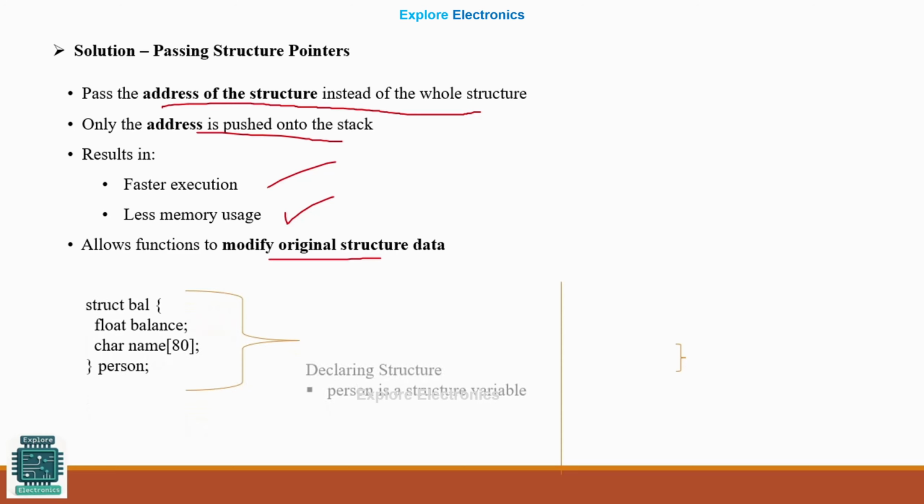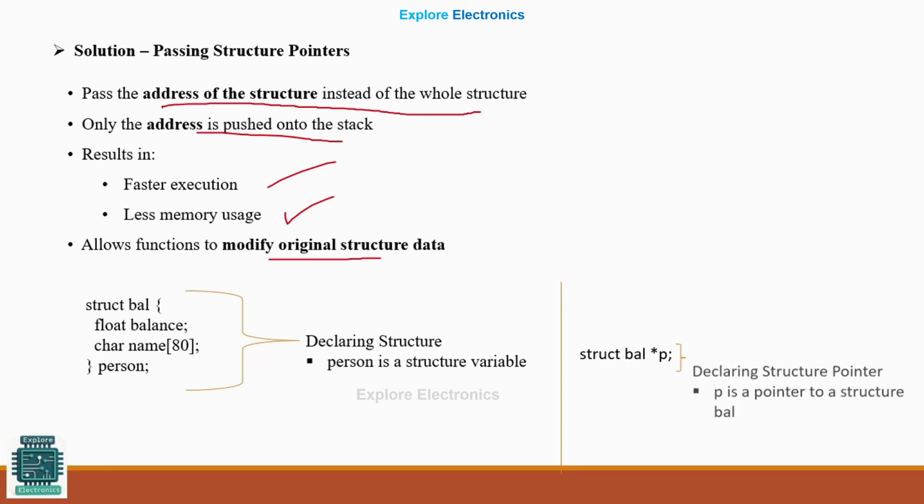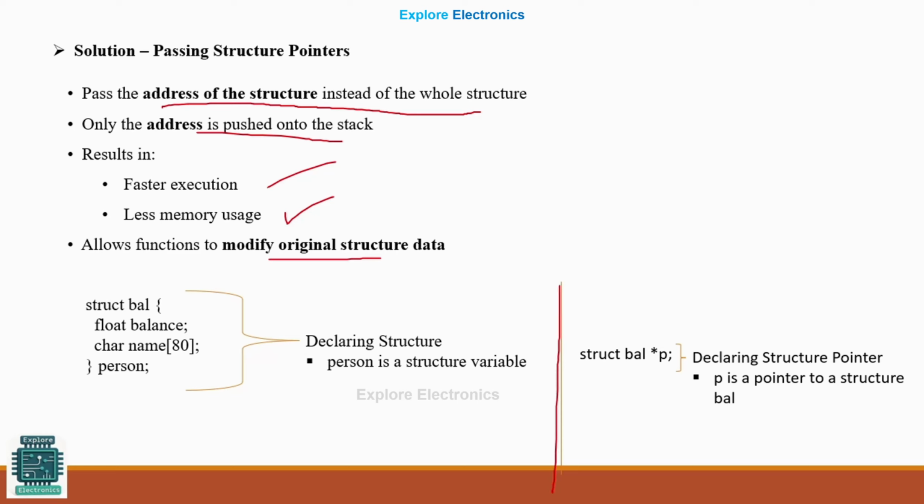Now here is an example, that is declaring a structure. It shows how to declare a structure and a structure pointer. I have included lines in a different way so that you will understand in a much better way. This is declaring a structure. Here person is the structure variable. This is the structure declaration.